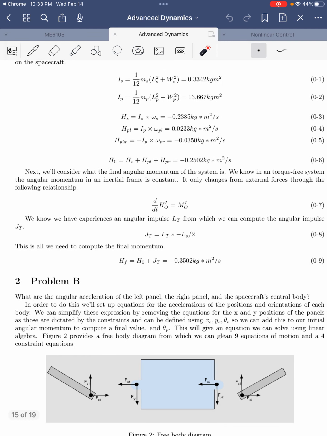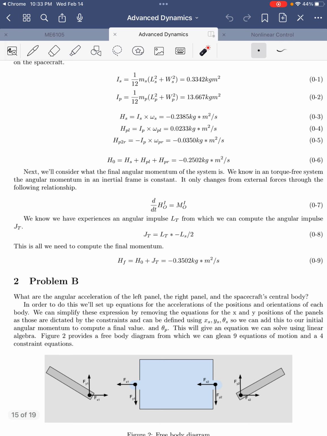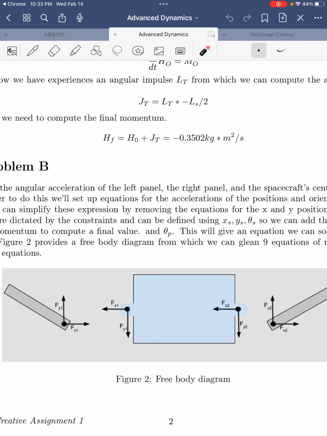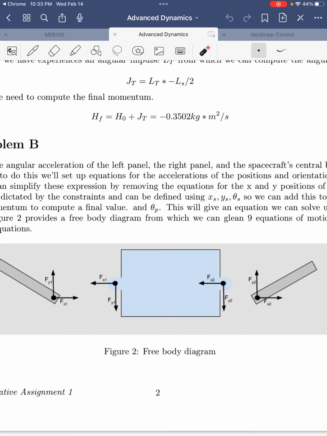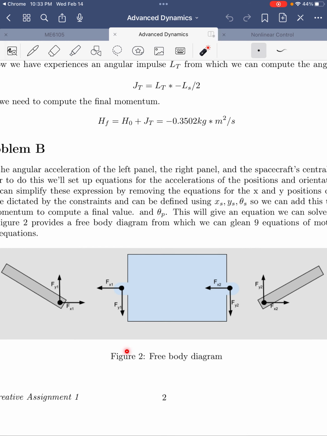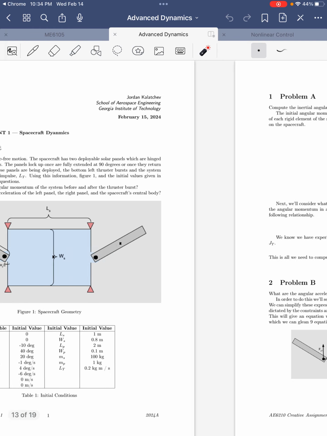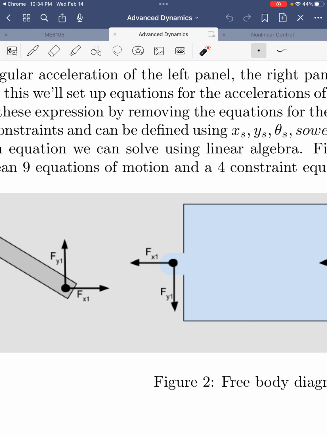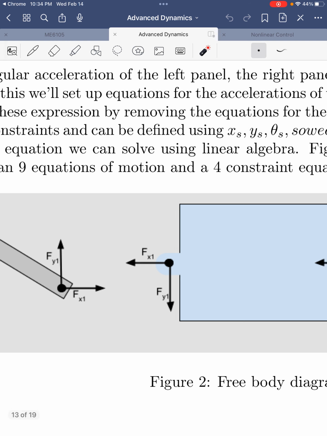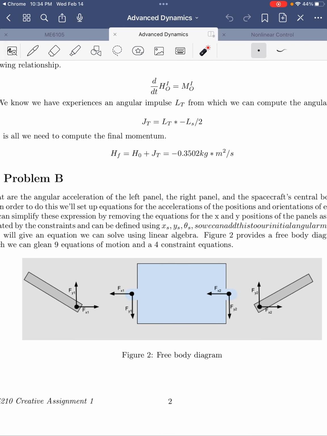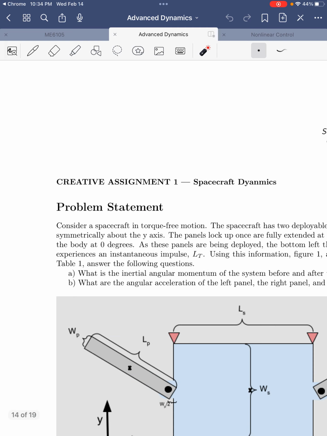So that's that. Then the second part is problem B, which is probably more interesting, but essentially we're just trying to get the angular accelerations and the translational accelerations for the spacecraft body and each of the solar panels when we get this impulse force. So let's see. This is my free body diagram. We have X defined to the right, Y defined up for the solar panels, and then inverse for the spacecraft body.